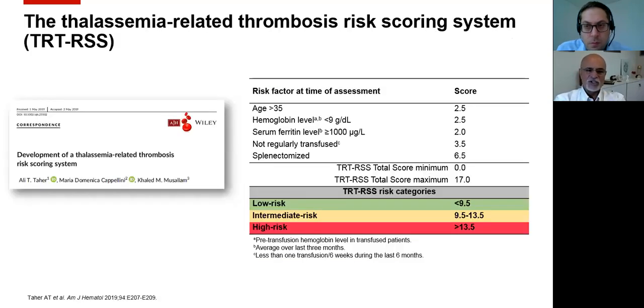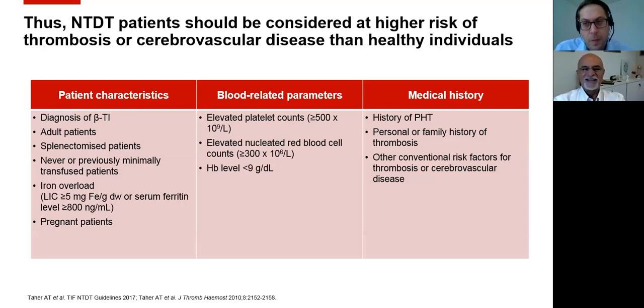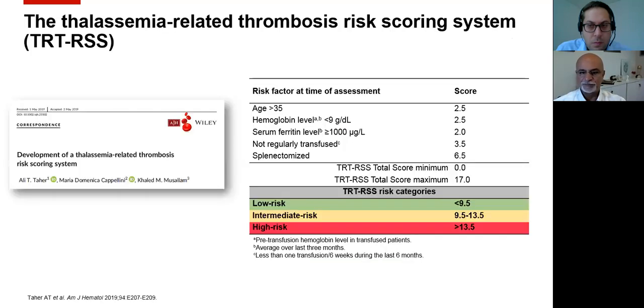Usually these are the patient's characteristics. If they are NTDT, if they are adults, if they are splenectomized, if they have elevated platelet count, elevated nucleated red blood cells, meaning more ineffective erythropoiesis, low hemoglobin, history of thrombosis, all of these together would make this patient at a higher risk of thrombosis. And as a result, these should receive prophylactic anticoagulation whenever needed.